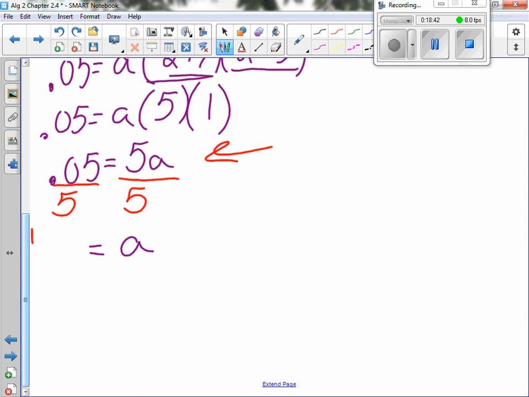If we type this in, we should get 0.01. 0.01 is the value of A.